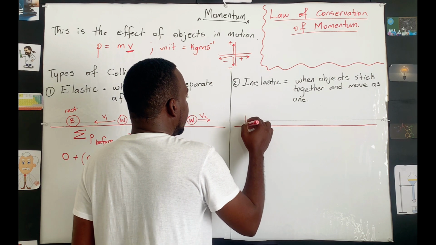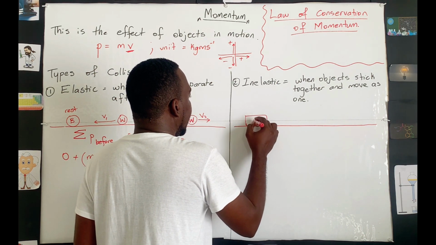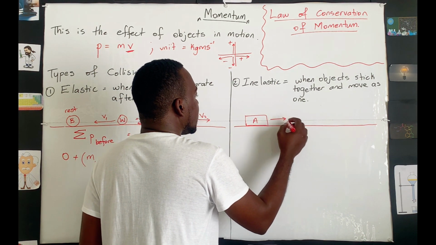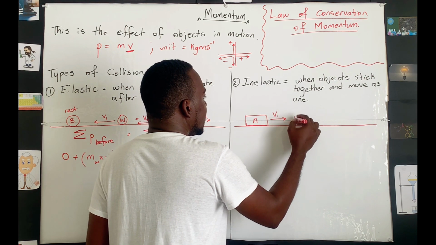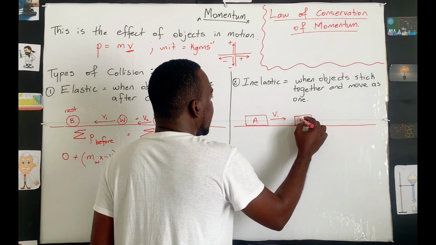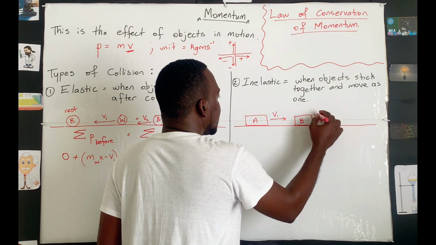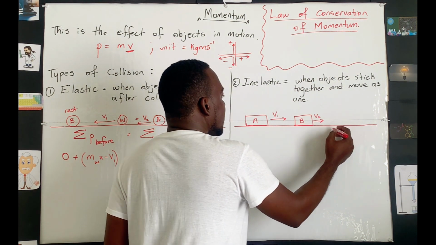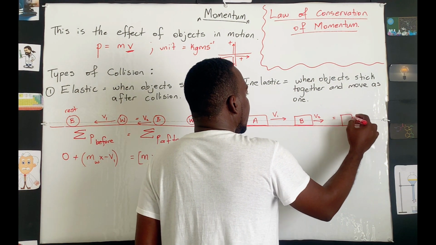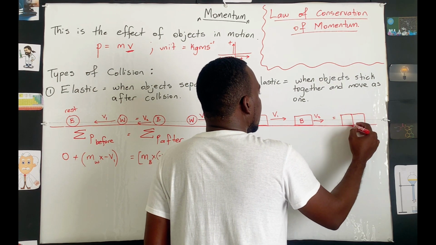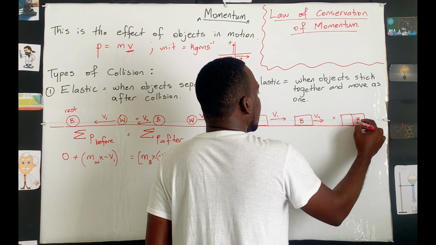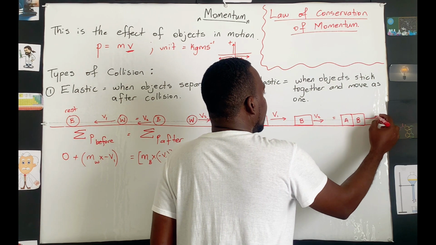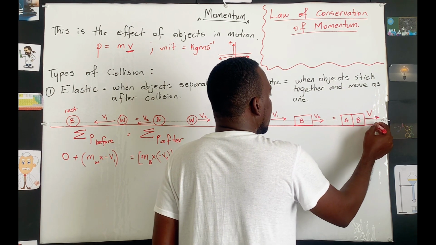Now, let's look at this situation here. So let's say we have a little trolley A here moving with v1. It's going to collide with a second trolley that's also moving but at a slower speed, v2. Then after they hit, they're going to be connected together, moving with a velocity v.